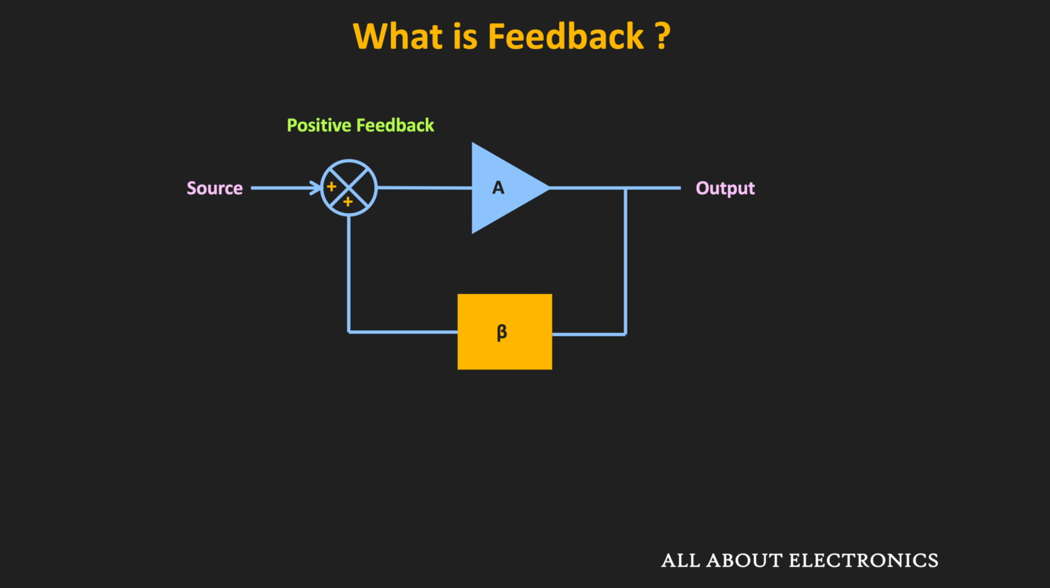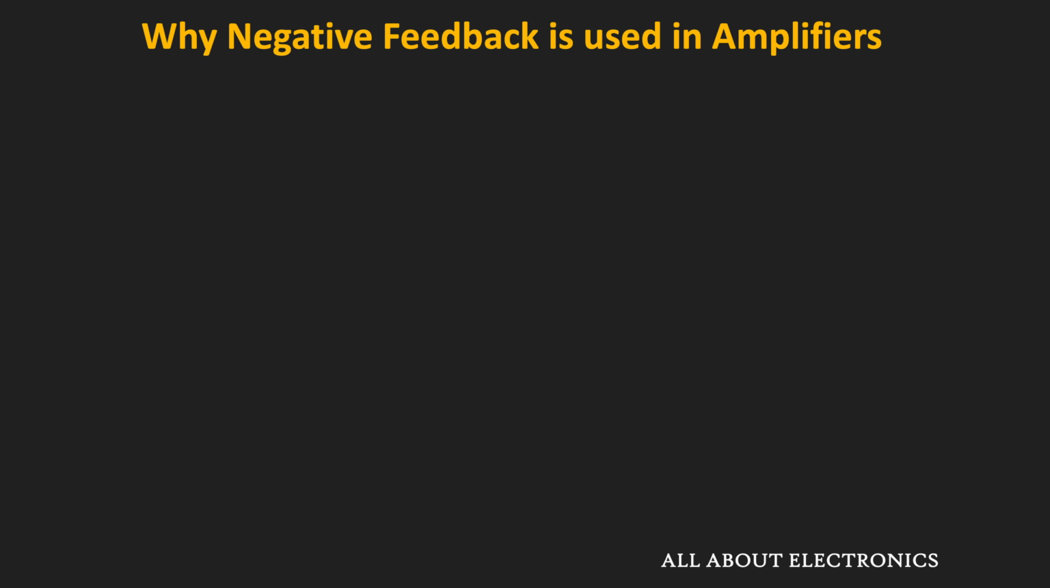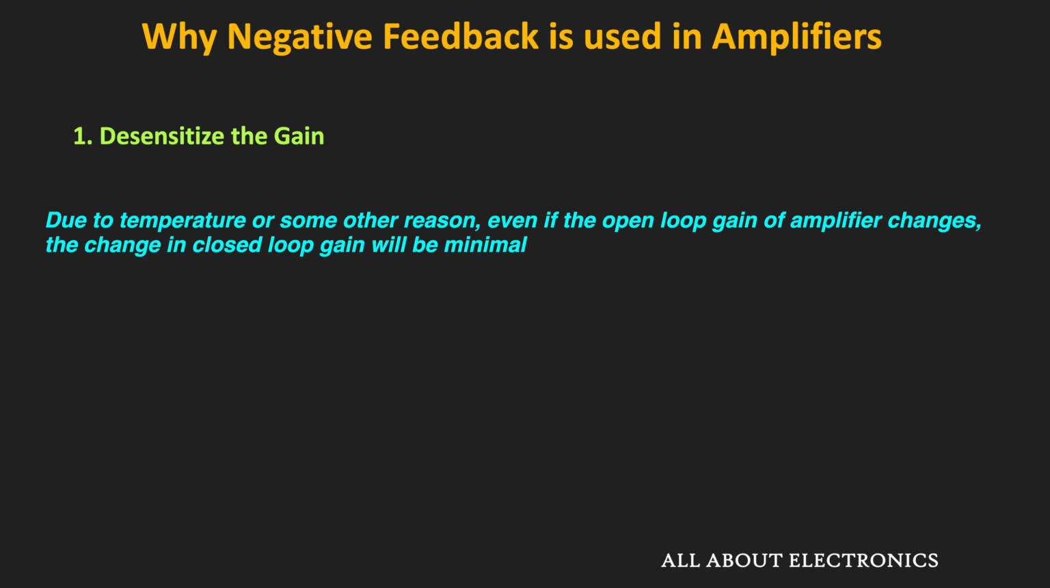Here during our discussion, we will focus on negative feedback, and mainly we will see how it is used in amplifier circuits. So first, let us understand why negative feedback is used with amplifier circuits, or basically, the effect of negative feedback on the amplifier circuit. Negative feedback desensitizes the gain of the amplifier. That means due to temperature or some other reasons, even if the component values of the amplifier change, the change in the closed loop gain of the amplifier will be minimal.